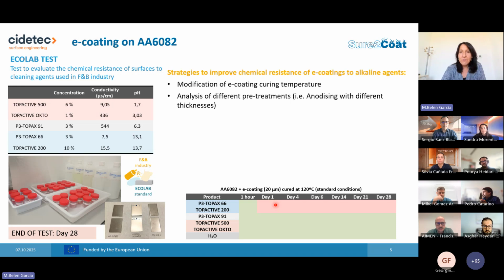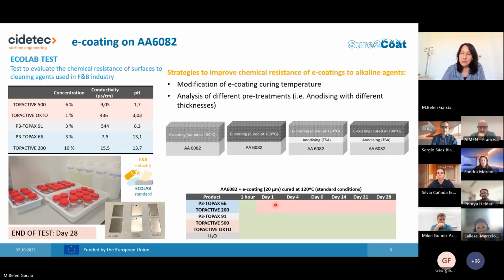So we have been working on finding different strategies to try to increase this resistance to alkaline products. For example, by modifying the e-coating curing temperature, or by analyzing different pretreatment steps before the e-coating. Like, for example, applying an anodizing coating before the e-coating. So here is the summary of some of the strategies we have used.